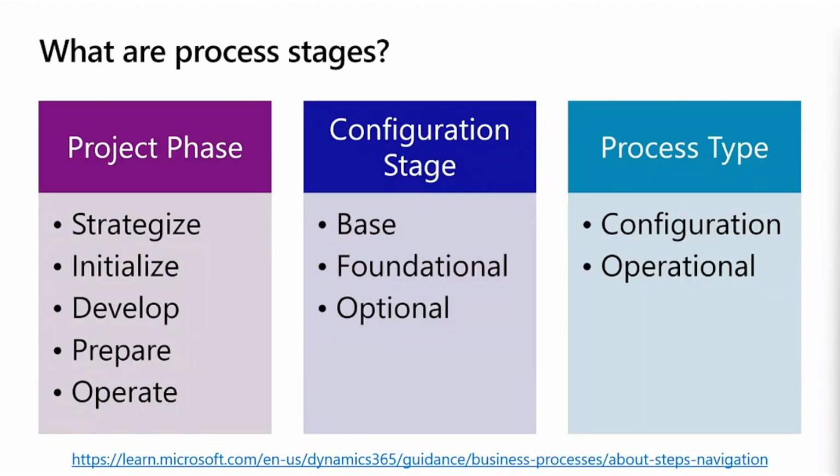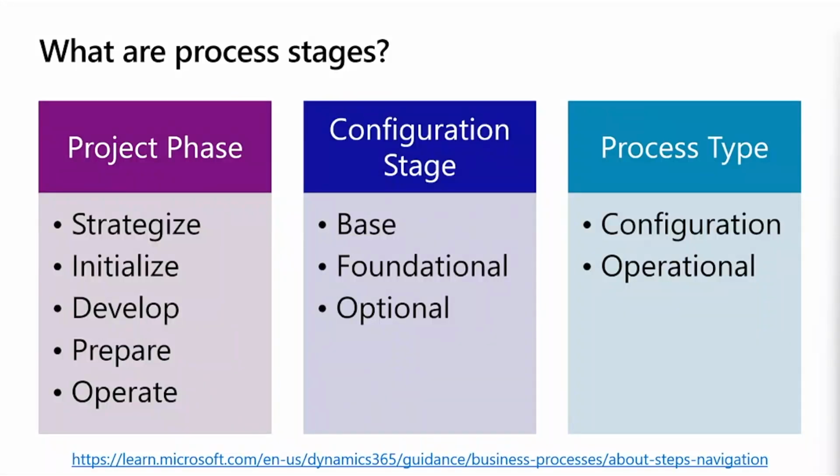Process stages actually have 3 pieces of information in them: project phases, configuration stages, and process types. So project phases align to the project phases of our implementation guide. The options that you'll see there are strategize, initialize, develop, prepare, and operate.